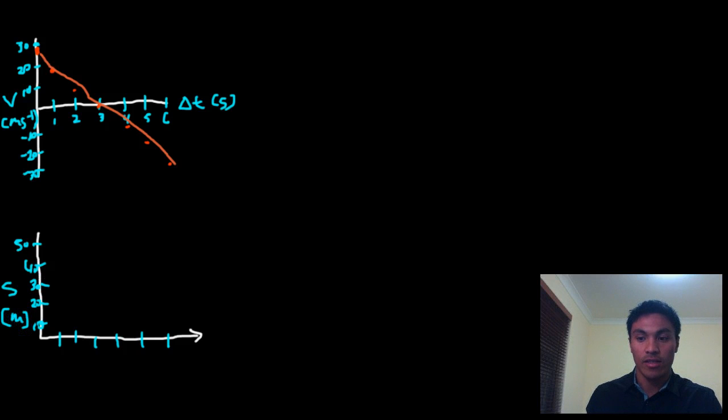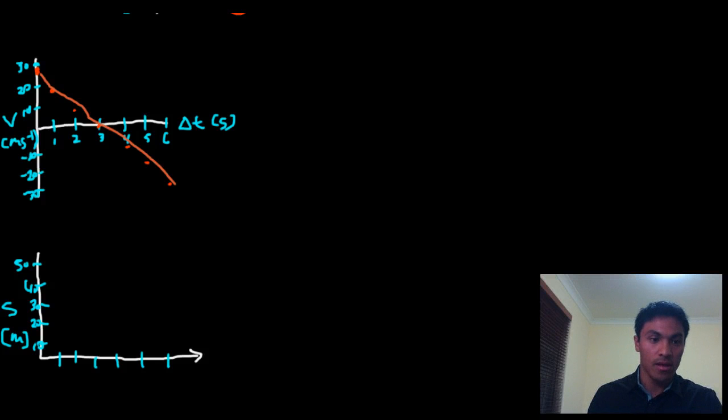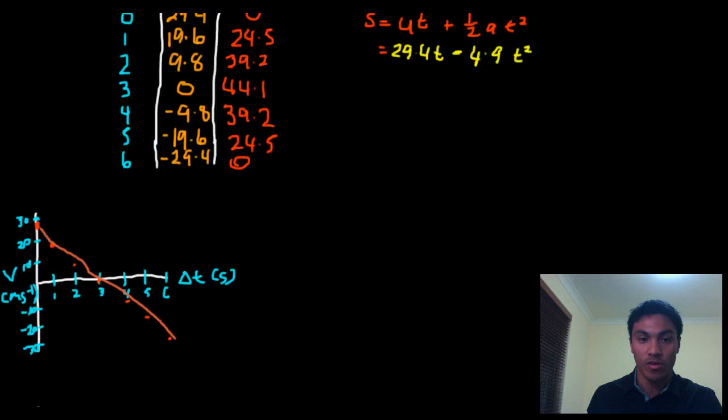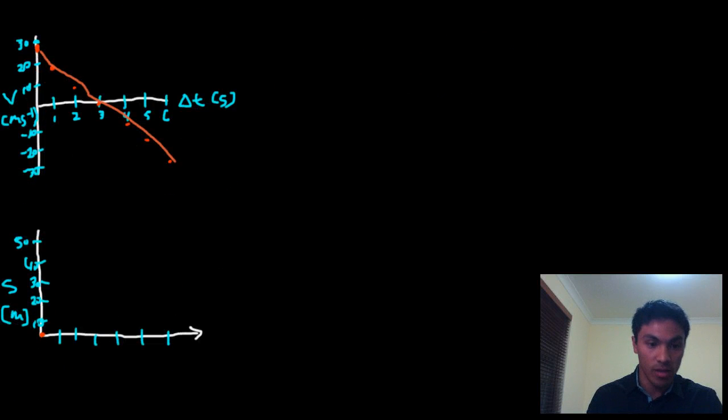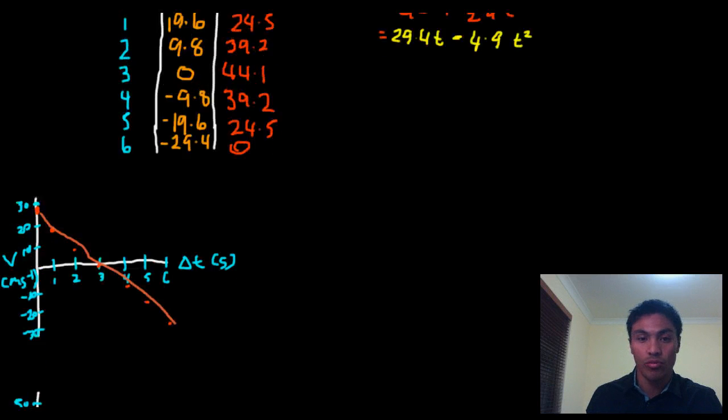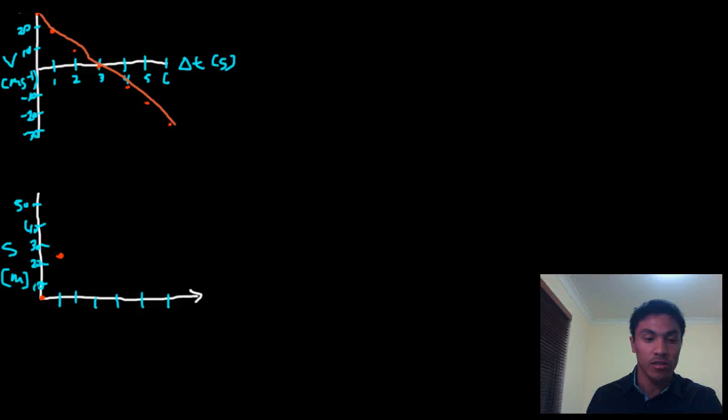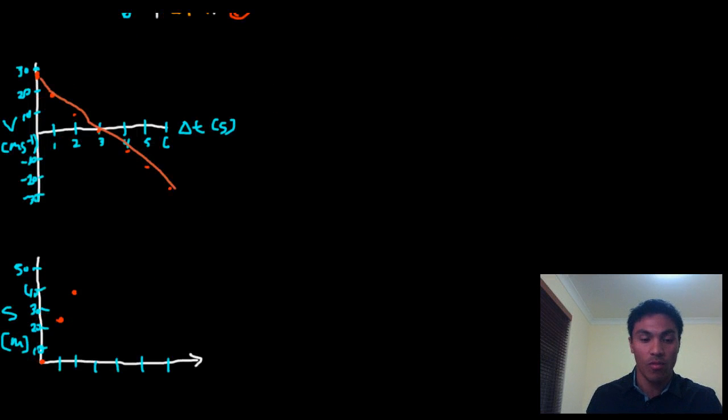Okay, so at time equals 0, the displacement was 0. At time equals 1, the displacement was 24.5. So let's put that in, so it's going to be around about there. At time equals 2, the displacement is 39.2, so it's going to be around about here. At time equals 3, it's at 44.1, so it's going to be around about here.